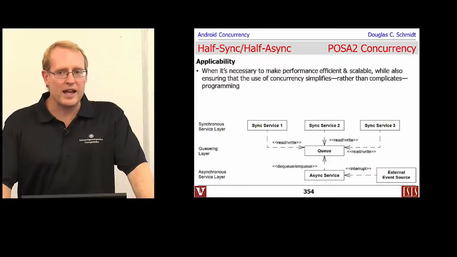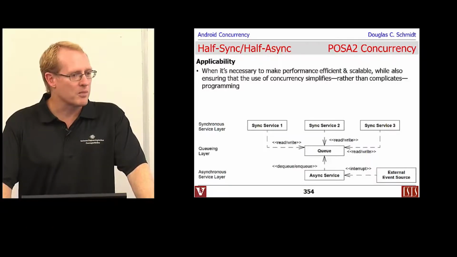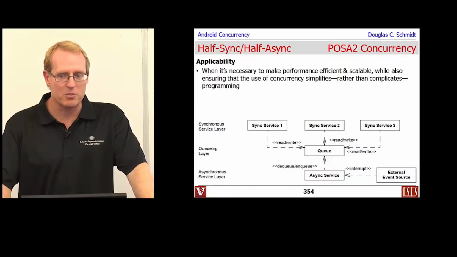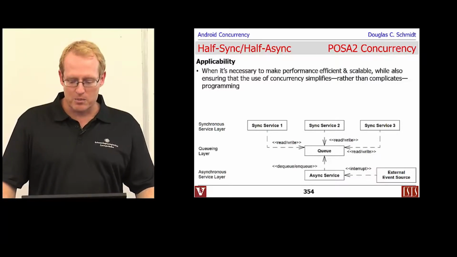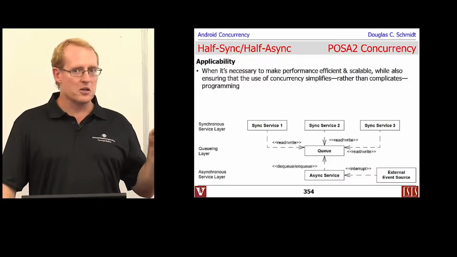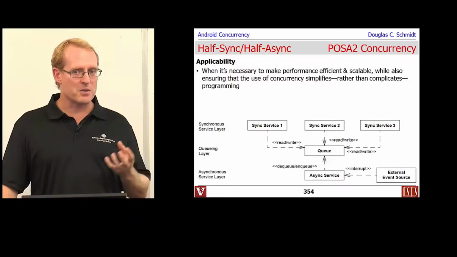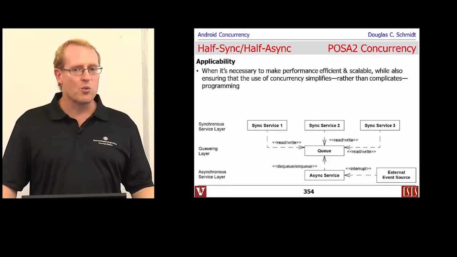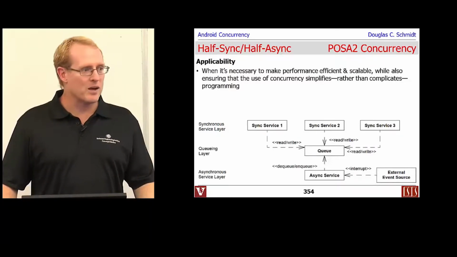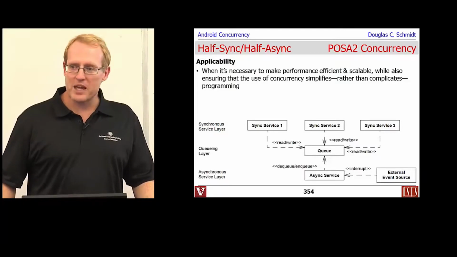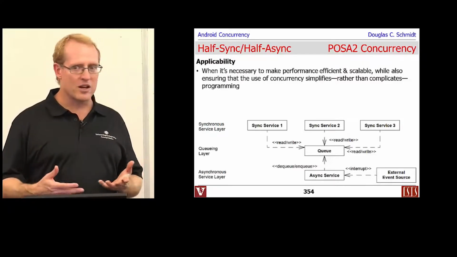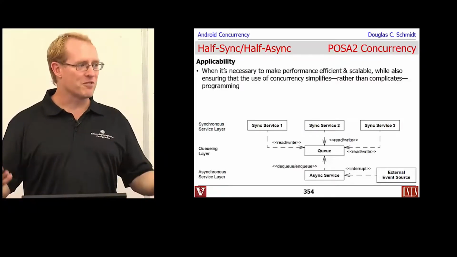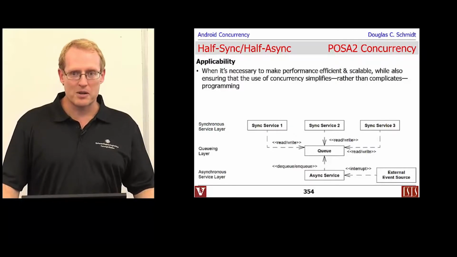So when would you apply a pattern like this? As we talk through the applicability, let's relate it back to what's going on in Android, just to make this discussion a bit more concrete. We want to make performance efficient and scalable, but we also want to make sure that using concurrency simplifies our lives as opposed to complicating them more. We really don't want the application developers to have to know about locking, for example. That should be hidden from them. We don't want application developers to know about queuing of messages on synchronized queues. That should be hidden from them. We don't want the application developers to know about spawning threads.